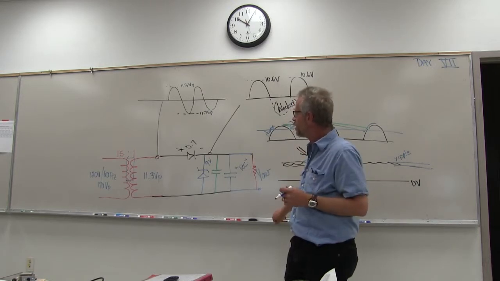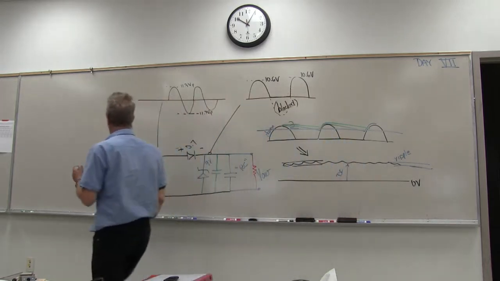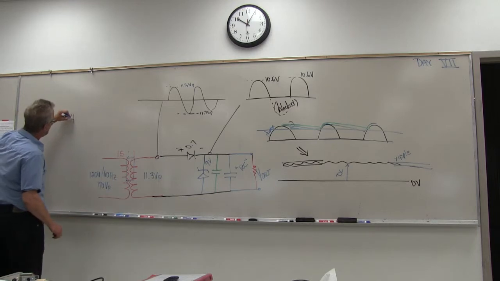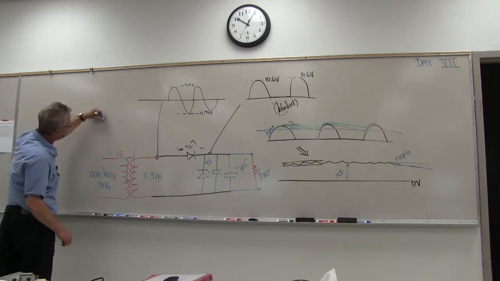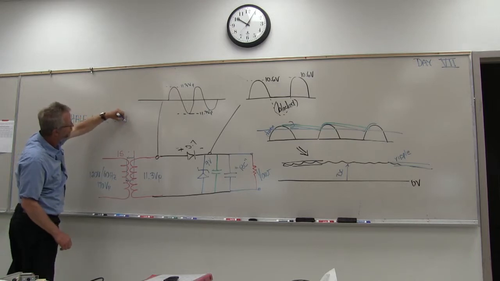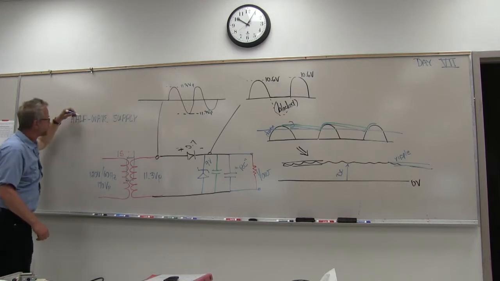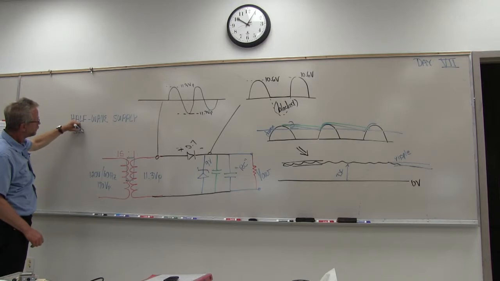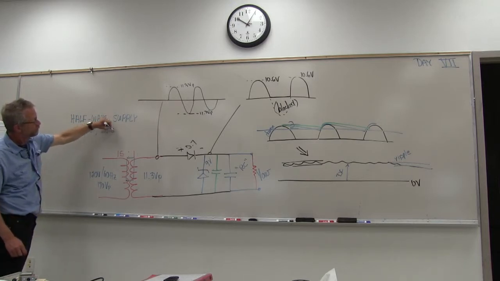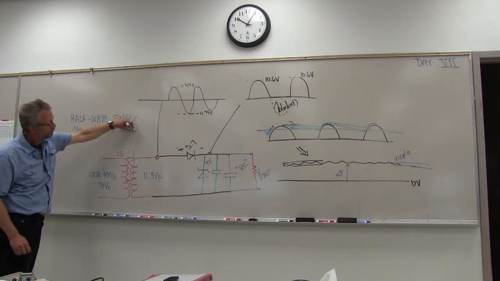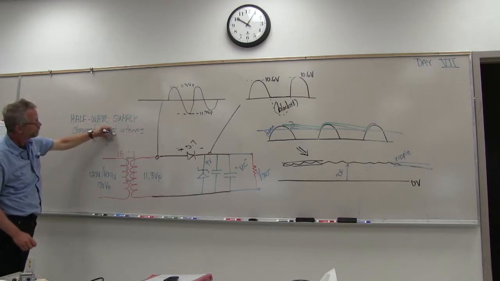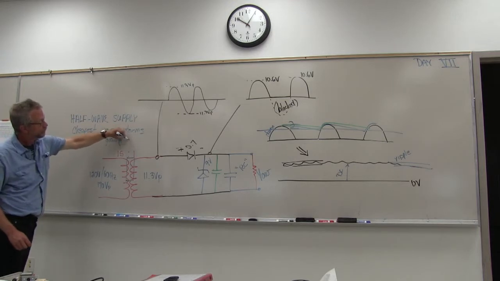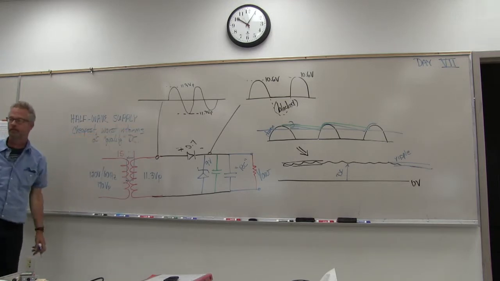Okay? So this particular power supply has a name. It's called a half wave supply. It's the cheapest and the worst in terms of quality DC.